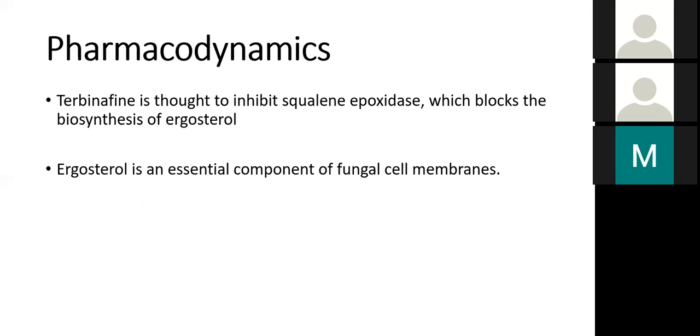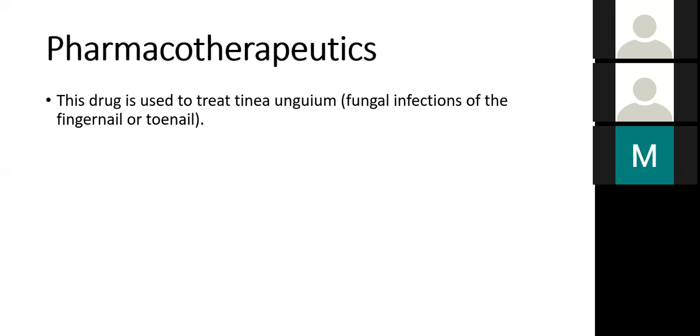So the specific enzyme that terbinafine inhibits is called squalene epoxidase, which blocks the biosynthesis of ergosterol. And we know that ergosterol is an essential component of the fungal cell membrane, and this leads to loss of integrity of the cell membrane. It is used to treat tinea unguium, which is tinea of the nails, so either the toenails or the fingernails. Similar to griseofulvin, which is also used to treat tinea.